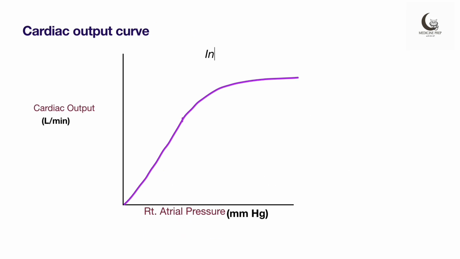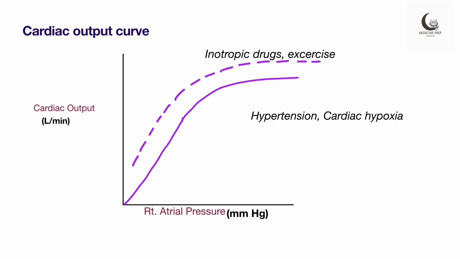Now, if we give the patient an inotropic drug like digoxin, or during exercise, the contractility will increase and the cardiac output curve will move towards the left. And if there is a reduction in contractility, then the cardiac output curve moves towards the right.